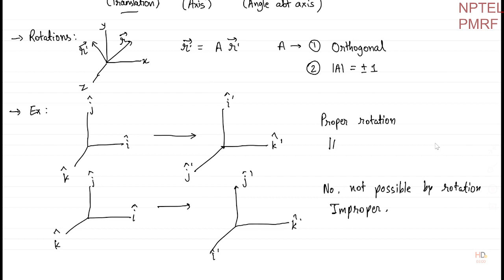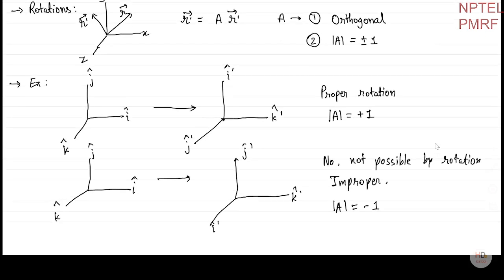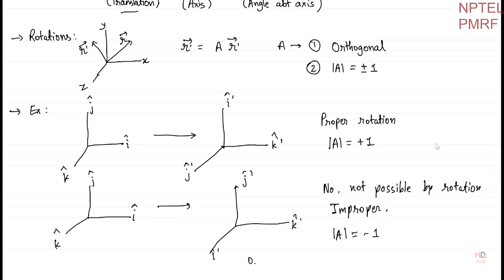But for proper, we have determinant of A as plus 1, and the reason is that the identity matrix belongs to this group. So we have divided the set of orthogonal matrices into two groups: those that are proper, and those that are not proper. For this, we will have the magnitude of A equal to minus 1. Or you can think of another one in which you are just flipping i.